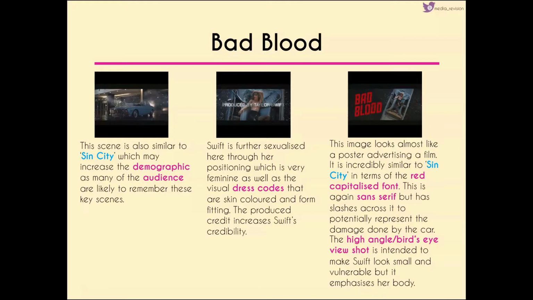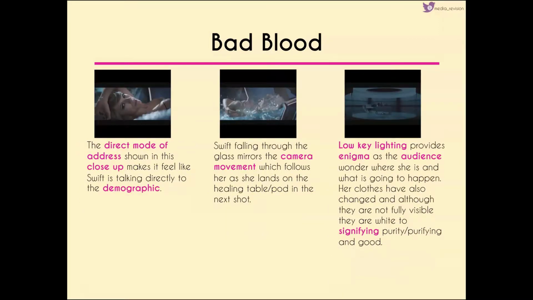Now, we've got a high-angled shot, which makes Swift look small and vulnerable, but also emphasises her body as well. We finally get some direct mode of address in this close-up, so it makes it feel like she's talking to us directly, and then she falls through the glass, which mirrors the camera movement. The camera tracks her as she falls through this glass, as she lands onto this sort of healing table / pod that we get in the very far right.